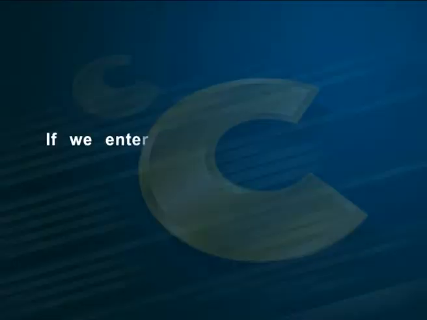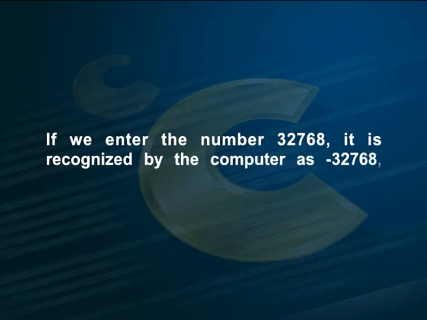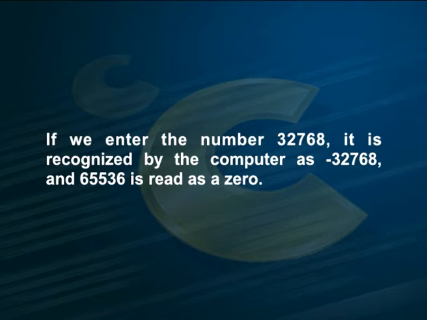For example, if we enter the number 32768, it is recognized by the computer as minus 32768, and 65536 is read as a 0. This happens because only 16 bits are available for storing an integer and the most significant bit is used as a sign bit, and hence effectively we have only 15 bits left for the value. So, the valid values of an integer variable are integers ranging from minus 32768 to 32767.